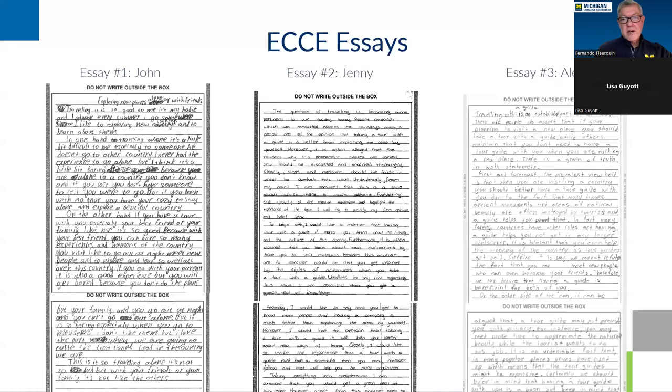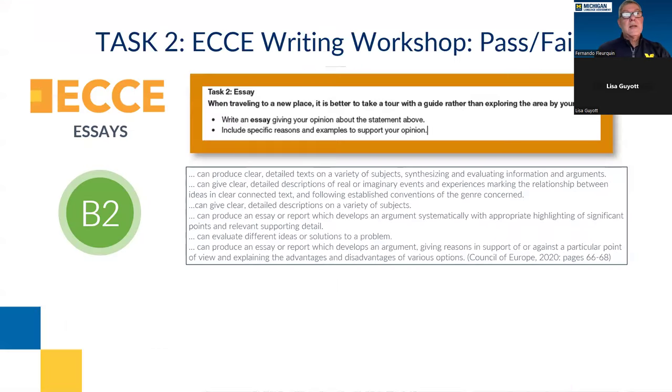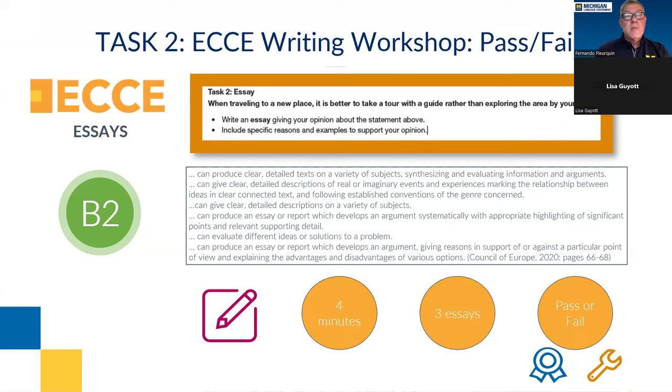And I will also share another link so that you can have access to those samples as well. Again, the descriptions of can-do statements for the B2 level, for this high intermediate level of proficiency, mostly for writing in this case, it's exactly the same that I showed before.